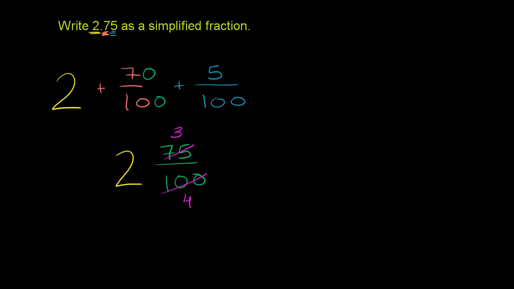So as a simplified mixed number, this becomes 2 and 3/4. And after you do a lot of practice here and you just see a lot of numbers like this, it'll be almost second nature for you to say, oh, 2.75 is the same thing as 2 and 75 hundredths, is the same thing as 2 and 3/4.